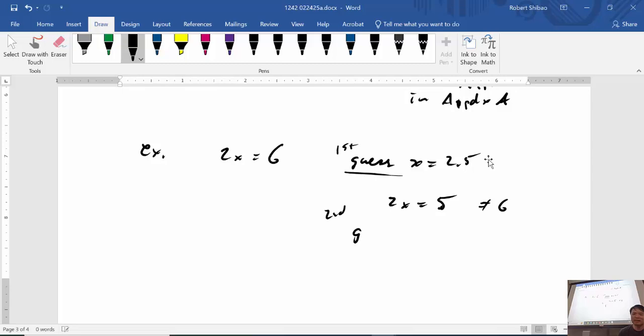Okay, so this is my first guess. Let's go with my second guess. And your second guess might be different. My second guess is I'm going to guess x is 3.1. So I was too small here, so I've got to guess x bigger. And so 2 times 3.1 is going to be 6.2, and I'm too big. So this is too small. This is too big.